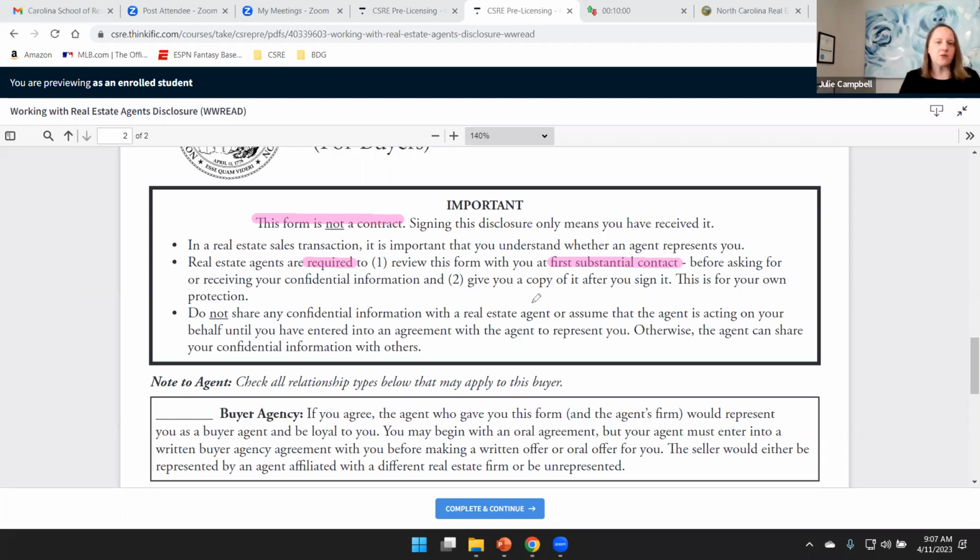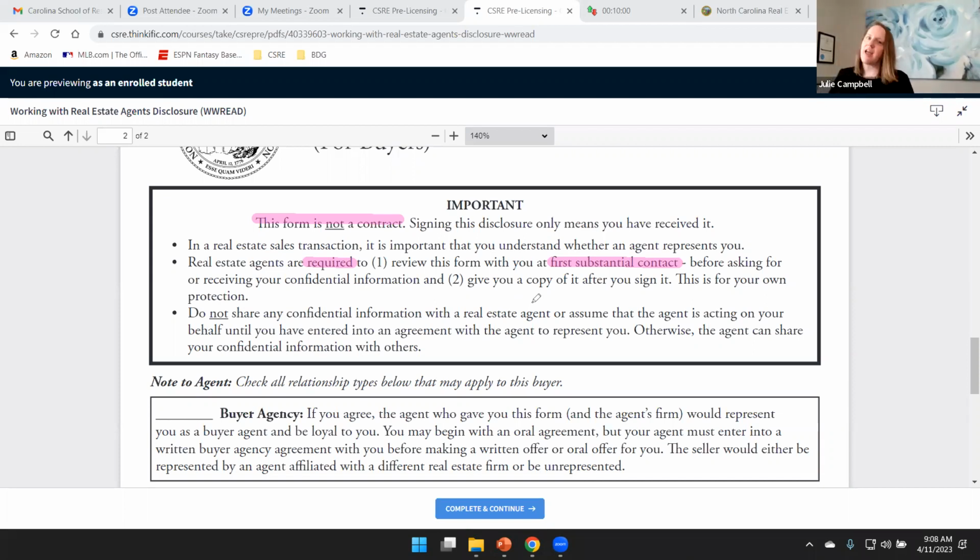We may not always hit first substantial contact over a phone call or a website inquiry, but we need to be on alert. If we know we're going to start asking for information, we need to do the working with real estate agent disclosure because we know we're going to hit first substantial contact. So the form reminds us or tells the consumer that we are required to review this with you at first substantial contact and give you a copy after you sign it. This is for your own protection.